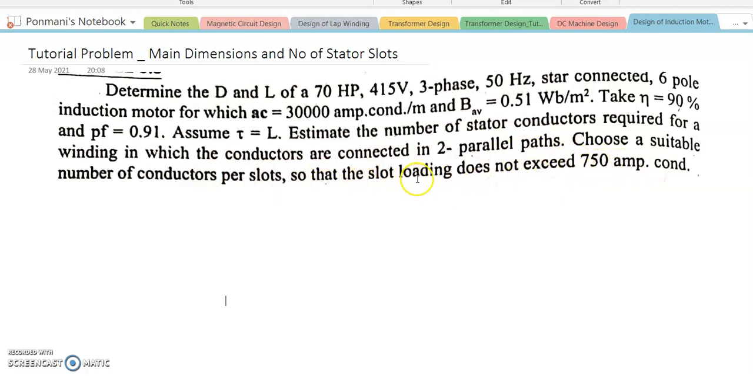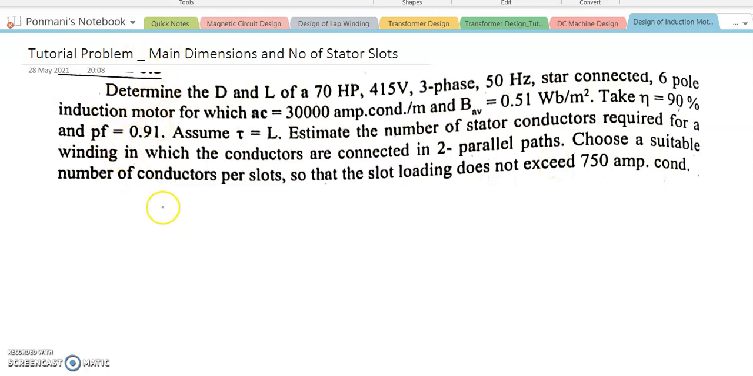To check the slot loading we need conductors per slot. To calculate the conductors per slot we have to calculate the total number of slots and the total number of conductors. So first we find D and L, and then we calculate the total number of conductors and total number of slots. Then conductors per slot multiplied with conductor current gives the slot loading, and that should not exceed 750 ampere per conductor. So this is the problem explanation. First we are going to calculate D and L.